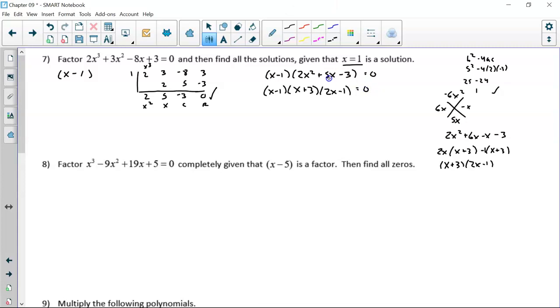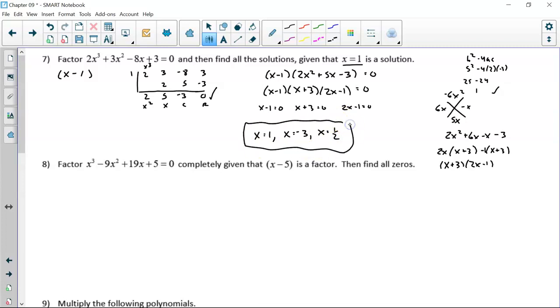Now, that's factored. So to find the solutions, set each factor equal to 0. x minus 1 equals 0. x plus 3 equals 0. 2x minus 1 equals 0. So our solutions: x equals 1, x equals negative 3, and x equals 1/2. And if you were to graph that polynomial, you'll see that that's where your 3 x-intercepts are.